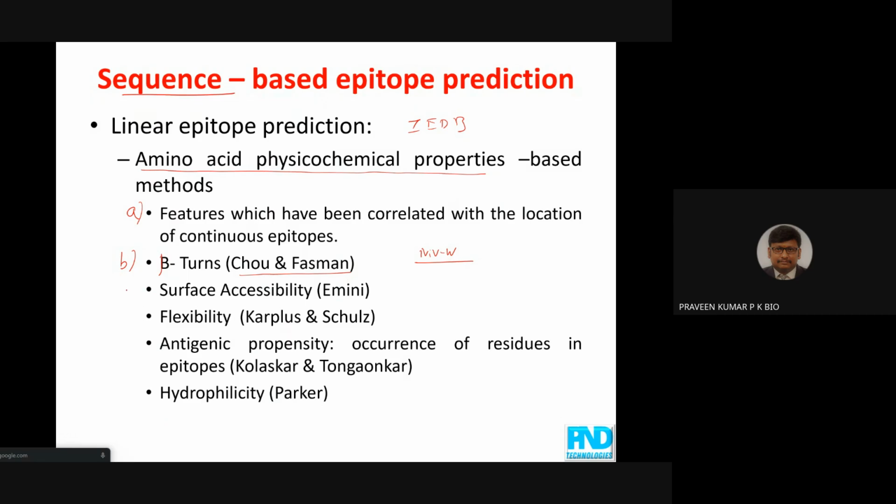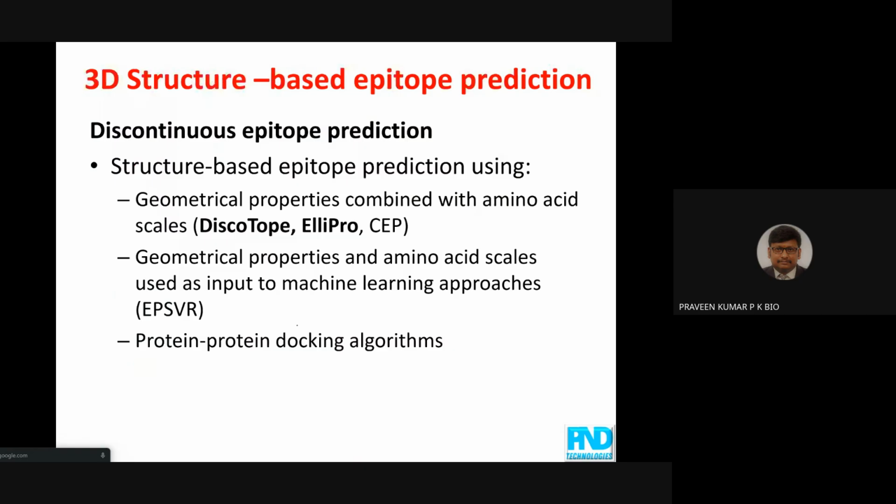Similarly, you can see the surface accessibility phenomenon. We can also predict the epitopes this way. This was proposed by Emini. All these tools, whatever I am showing, are available in IEDB. The next is based on flexibility of amino acid residues, proposed by Karplus and Schulz. And the next is based on antigenic propensity, that is the occurrence of residues in epitopes, proposed by Kolaskar and Tongaonkar. And the next is based on the hydrophilicity of the epitopes, by Parker.